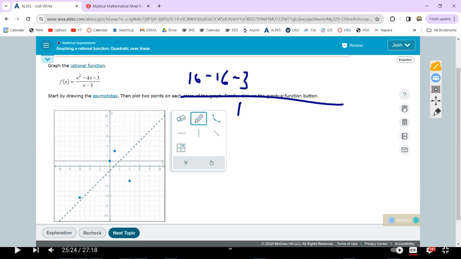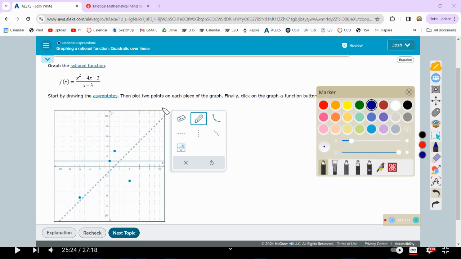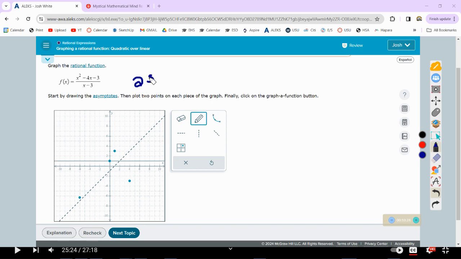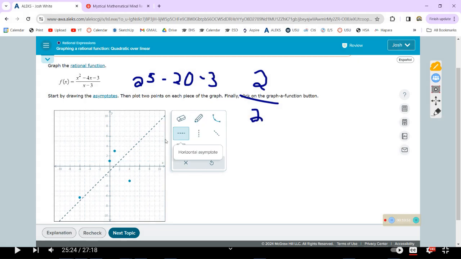And then let's do 5 and see what happens. It's so hard to do this from my computer. All right, so 25 minus 20 minus 3 is going to be 2 over 5 minus 3 is 2. Do I get the signs wrong? 25 minus 20 minus 3 and 5 minus 3 is 2. Oh, I see. So that would be 5, 1.